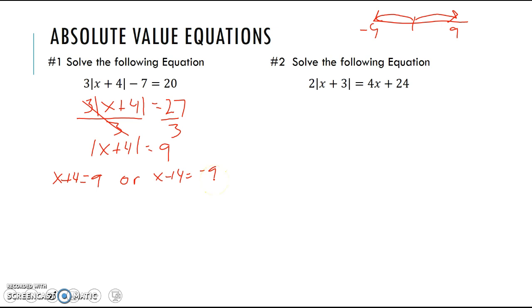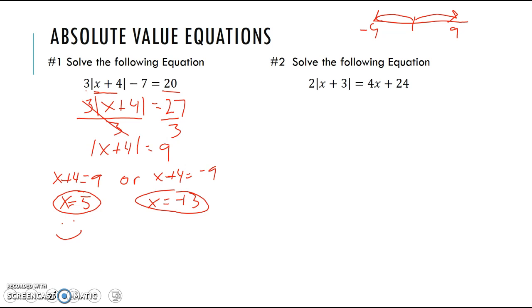If I subtract 4 from both sides on the first equation, I'll get that x is equal to 5. And if I subtract 4 from the second equation here, I'll get that x is equal to negative 13. And just to make sure that both of these are solutions, I'm going to try plugging them both in to make sure that they actually do give me a value of 20. So if I plug 5 in here, I'll have 5 plus 4, which is 9. The absolute value of 9 is 9. 9 times 3 is 27, and 27 minus 7 is 20. So that gives me something that works, a solution that is true.